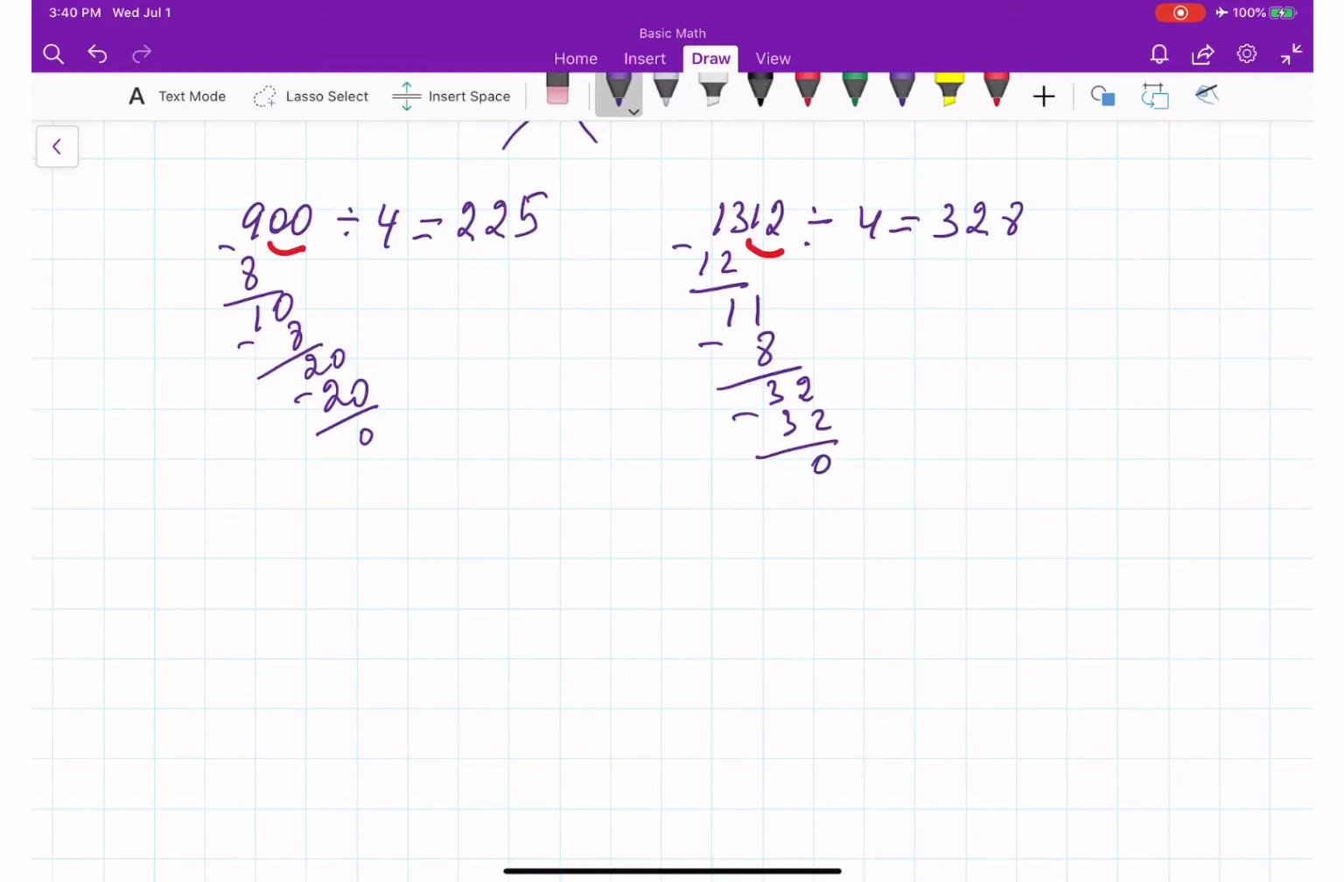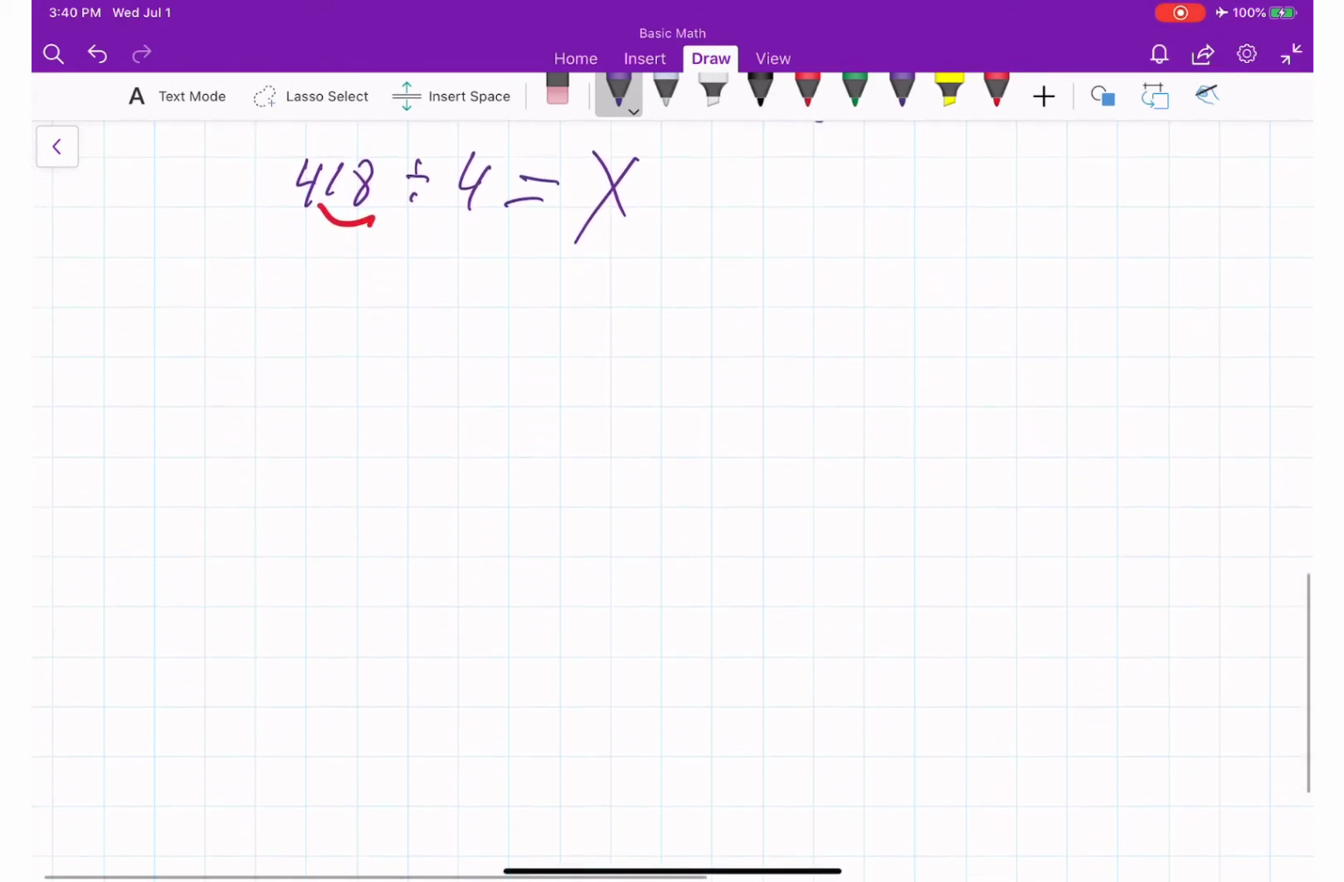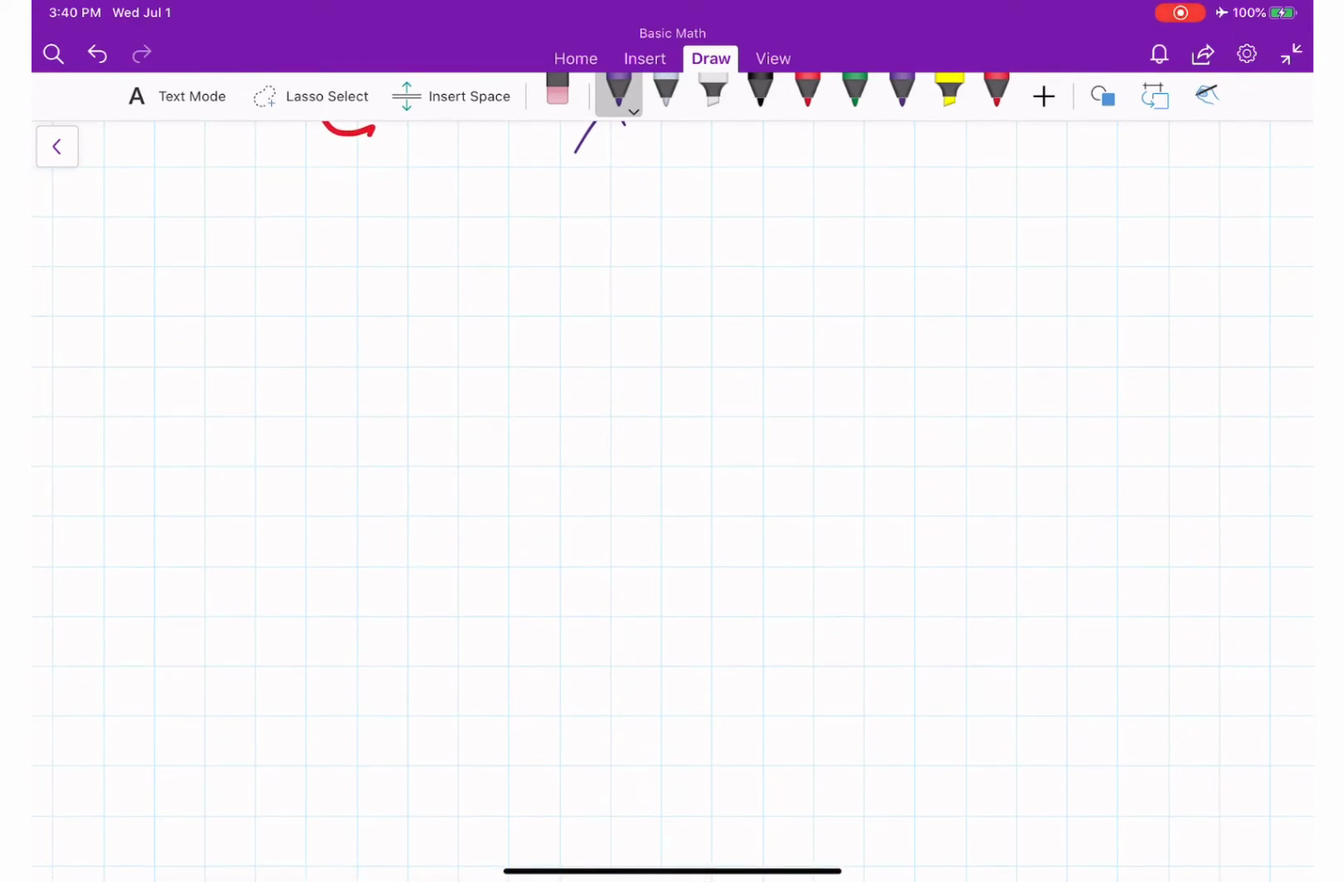Let me take 418. I am taking the last two digits, 18. Is it divisible by 4? No, which means you can divide the rest of your life, you will never get a whole number. Or if you can get a whole number from this division, then you are the next Nobel Prize winner. Next one.